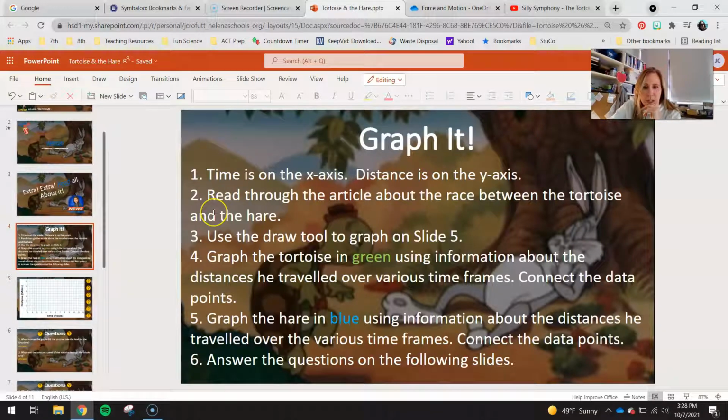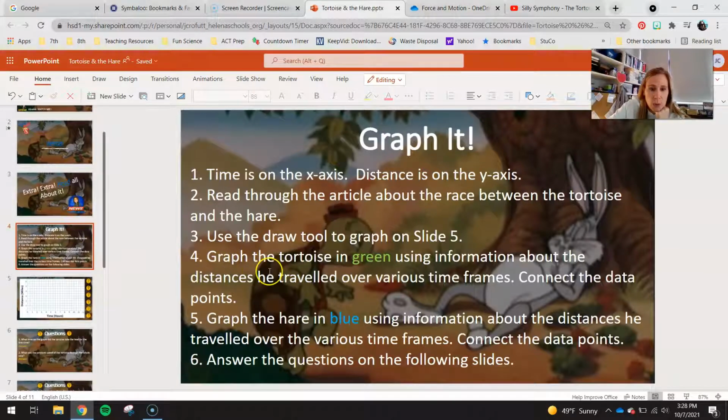Instruction number 2, read through the article about the race between the tortoise and the hare, and then use the draw tool to graph this information on slide 5. So you guys are going to graph 2 different lines. You're going to graph a line for the tortoise and a line for the hare, as they both had different journeys on their 6-mile race.